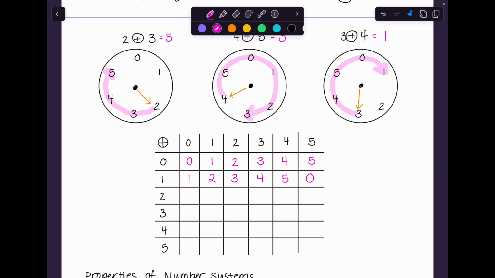well, 2 plus no time still leaves me at 2. 2 plus 1 hour is 3. 2 plus 2 hours is 4. 2 plus 3 hours is 5. Now if I do 2 plus 4 hours, that lands me at 6, and 6 is really the same as 0. And then 2 plus 5 hours lands me at 7, but again, if I'm starting at 2 and going forward 5, 1, 2, 3, 4, 5, that lands me at 1.